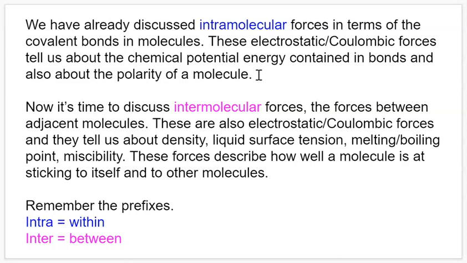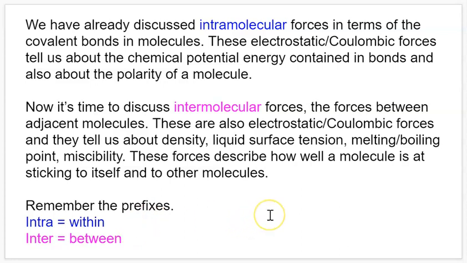So now we're going to be talking about intermolecular forces. And if we break down the English of this, the prefix is intra versus inter. Intra usually refers to something within, and inter refers to between. So imagine a scenario where you have two water molecules. The intramolecular forces are going to be the covalent bonds between the hydrogen and oxygen atoms that are holding the molecules together. And then the intermolecular forces are going to be the forces that attract the two adjacent water molecules.